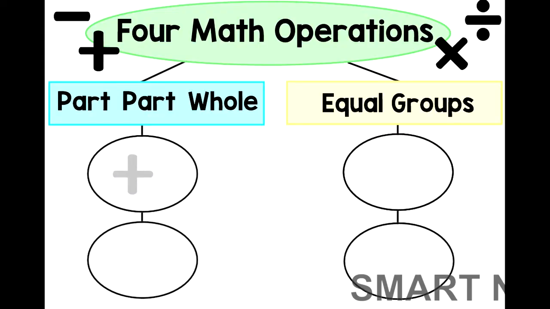Can you name the 4 basic operations that we use to solve problems in math? Addition, subtraction, multiplication, and division. Addition and subtraction help us solve whole word problems. Multiplication and division help us solve equal groups word problems. I'm going to give you a whole word problem to solve now.